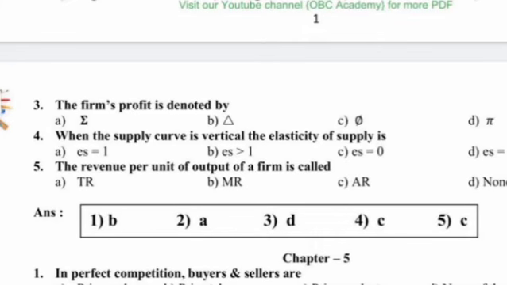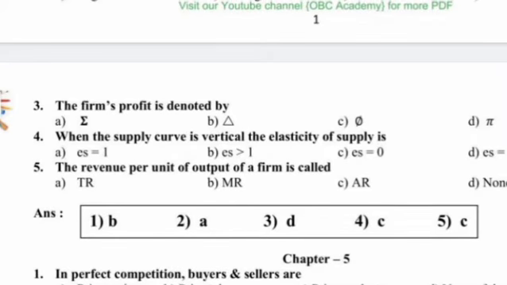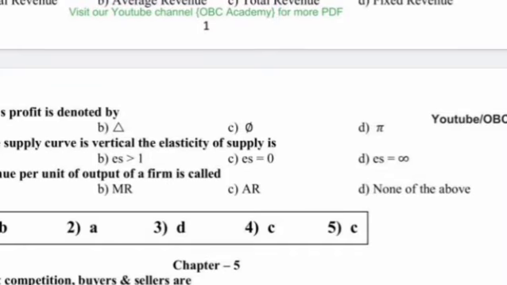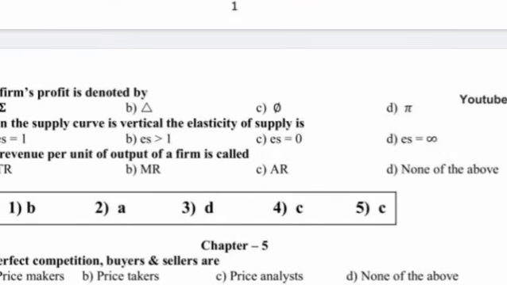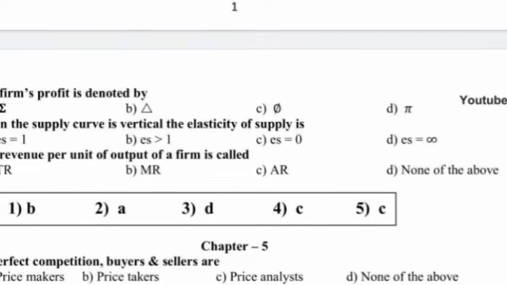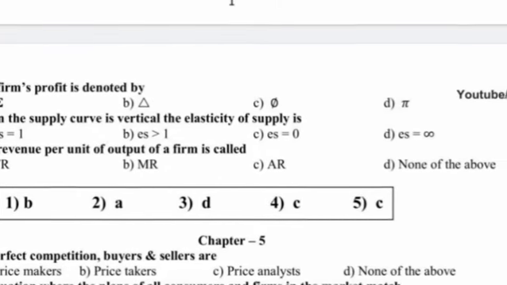Third one, the firm's profit is denoted by option A, sigma; option B, triangle; option C, 0; option D, pi. It is denoted by pi, option D.